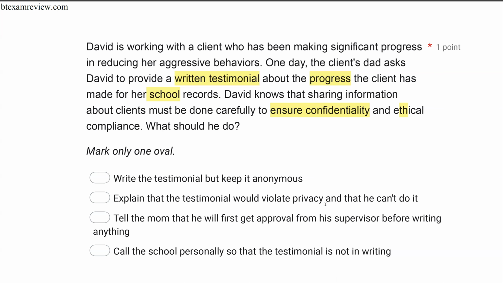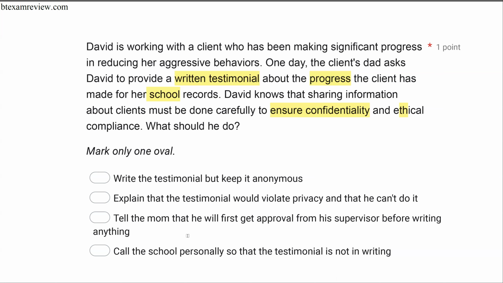This kind of thing is going to happen all the time. In fact, it's good to collaborate with schools and other therapies and other service providers. So it's not that he can't do it. He just needs to take one more step, which is going to be C. Tell the mom that he will first get approval from a supervisor before writing anything.